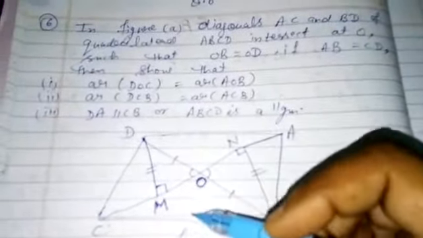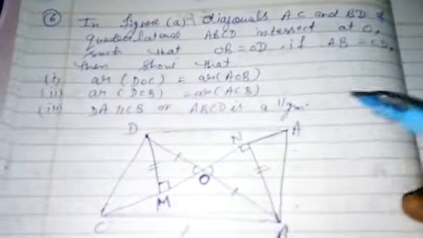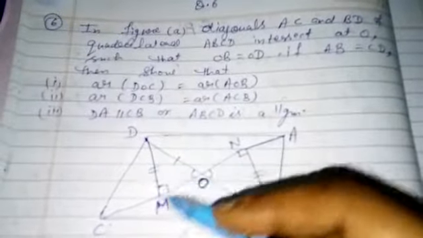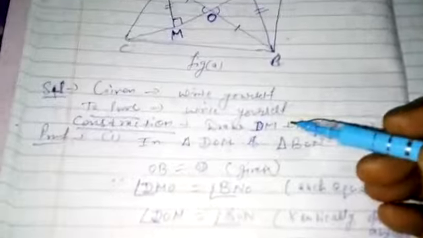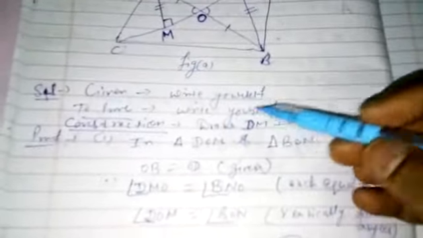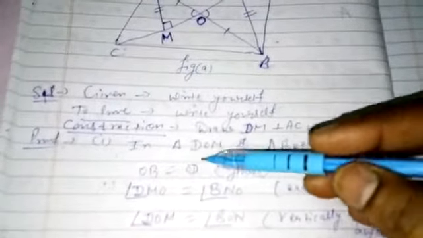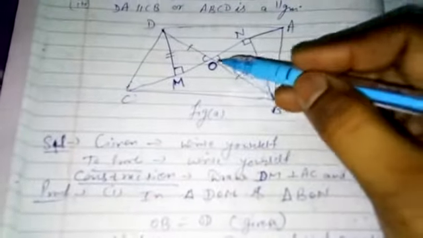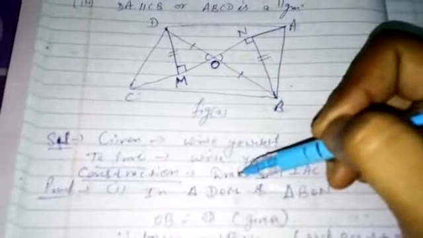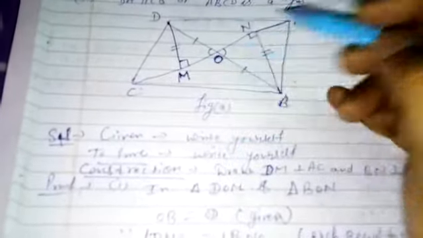Show that area of DOC is equal to area of AOB. We have to prove this DOC area is equal to AOB area. Now let's see the solution. Given, you can write yourself. To prove, you can write yourself. Construction: to prove DOC area is equal to AOB, we need to draw a perpendicular on line AC.